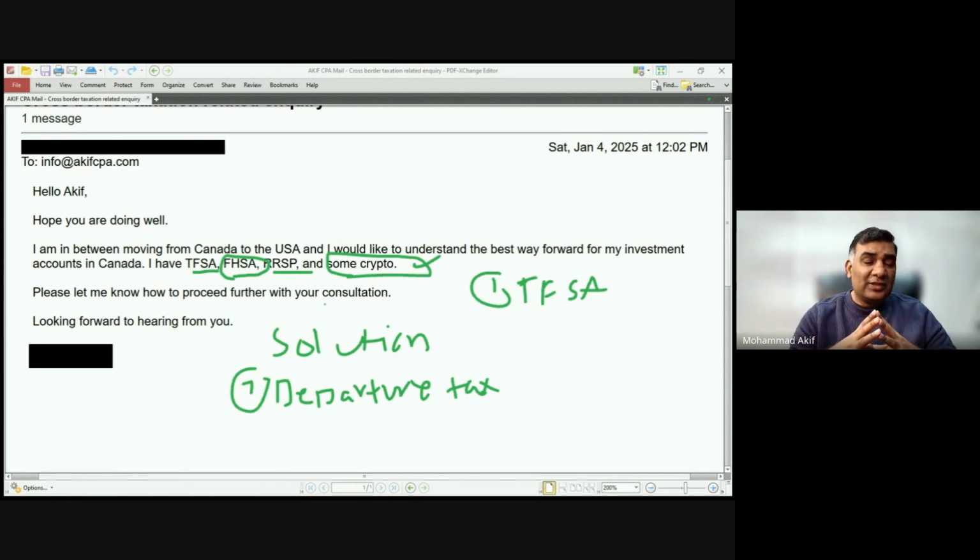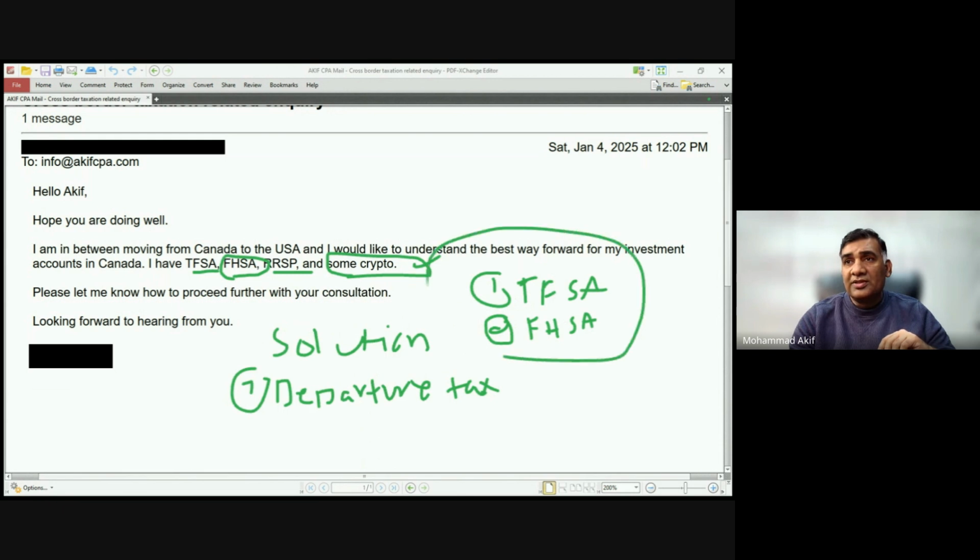On the FHSA, there's no reporting guidelines from the IRS, so we have to look at other accounts similar to FHSA accounts, and then file returns information based on that. So these are things. I will work on the TFSA account, and then I will work on the FHSA account before coming to the United States, before moving to the United States. All right, so that's issue number one.